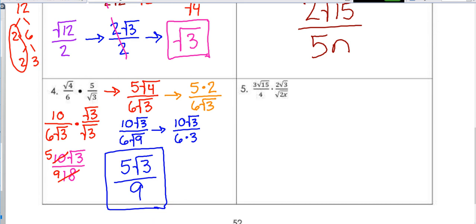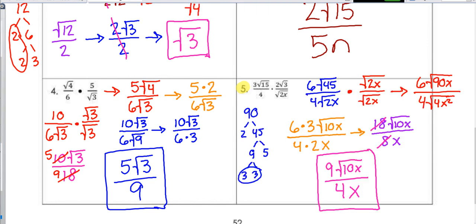Alrighty, go ahead and do number 5 by yourself, combining like terms and getting that radical out of the denominator, and pause the video. I'll have the answer when you come back. All right, here's the answer for number 5: 9 square root of 10x over 4x. And again, here's all of my work showing what I did. If you have a question and you don't understand how I got this answer, again, ask a partner.